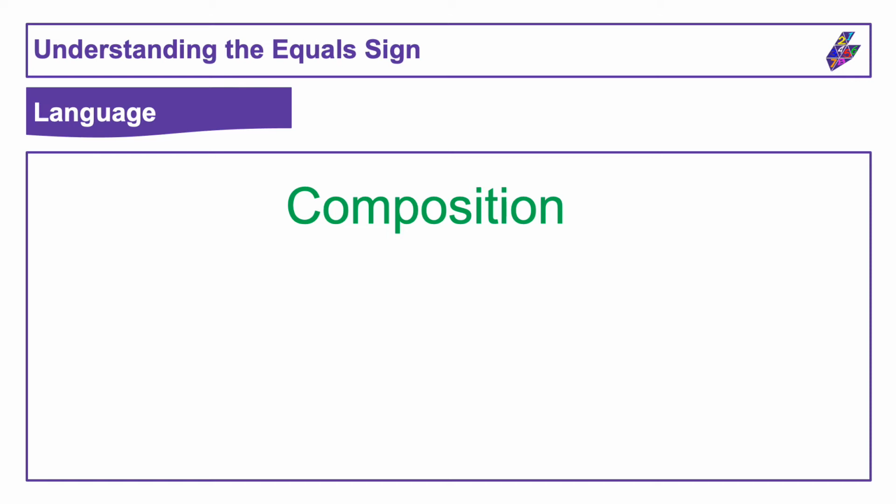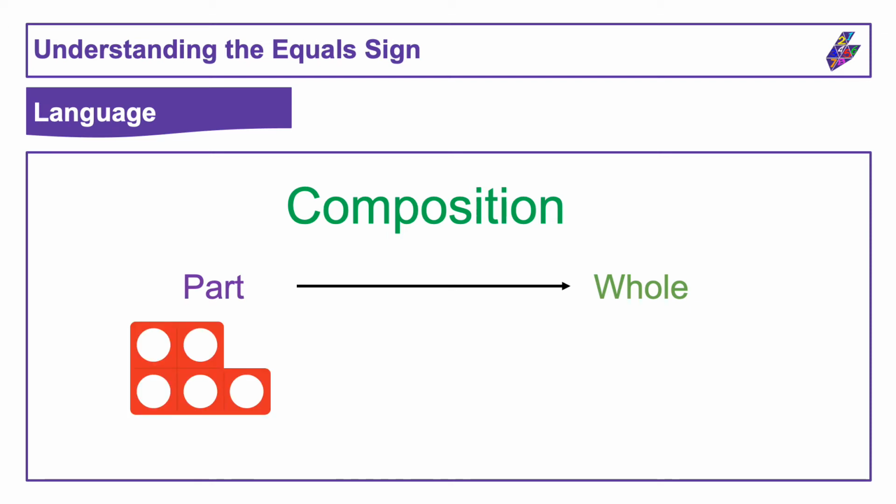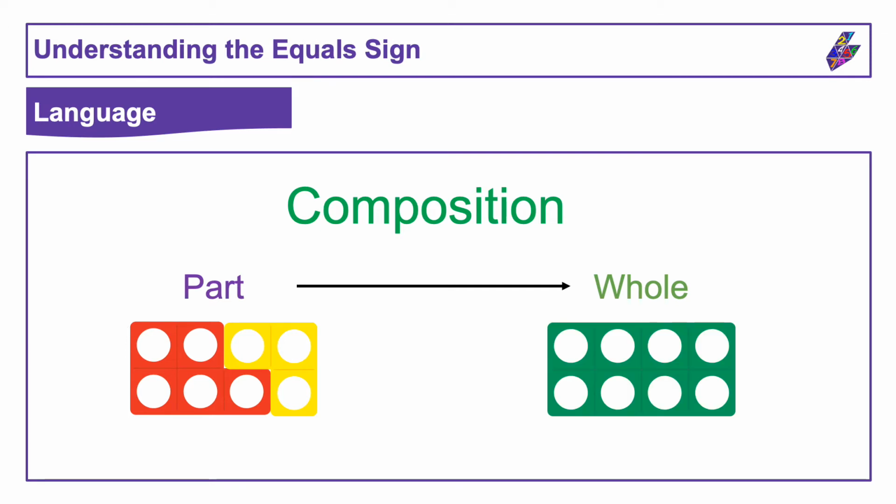All numbers are made up from smaller parts. With composition, you might know the parts and you might be trying to put these together to make the whole. Or we can describe this as composing the whole. So here I have the parts 5 and 3, and together they make 8. We've composed 8, the whole, from the parts 5 and 3. As an equation it looks like this: 5 plus 3 equals 8.